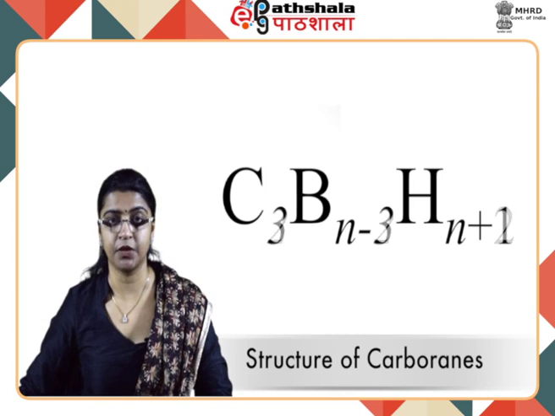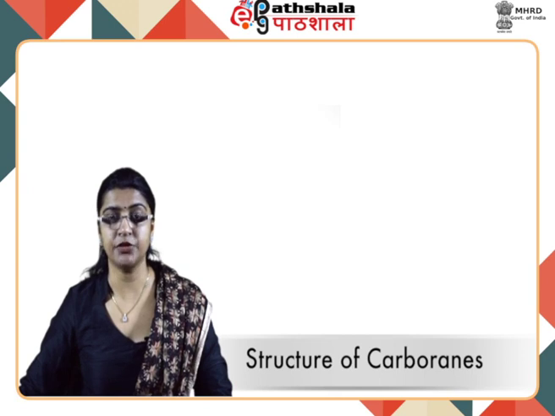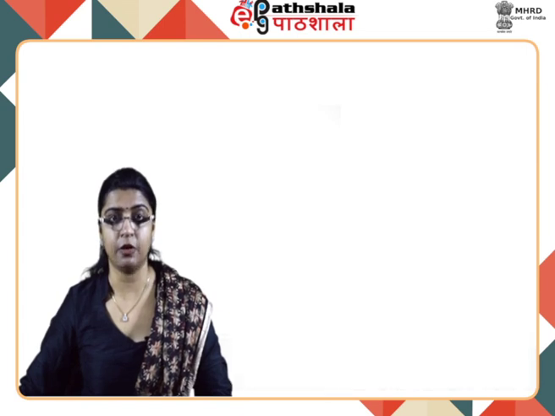C2Bn-2Hn+2, C3Bn-3Hn+1 and C4Bn-4Hn and related ionic species, whose n skeletal boron or carbon atoms occupy all but one of the vertices of the appropriate n+1 vertex polyhedron. Similarly, in arachno structures, there are two missing vertices.